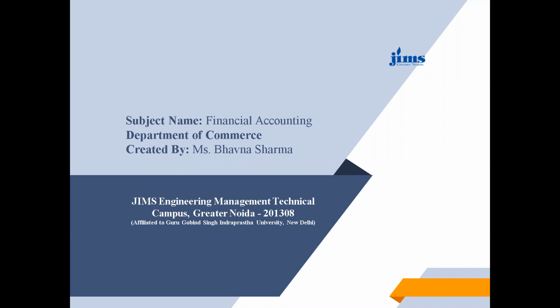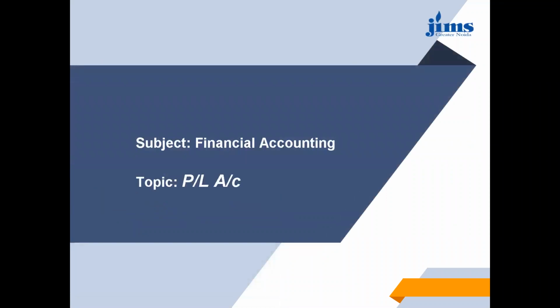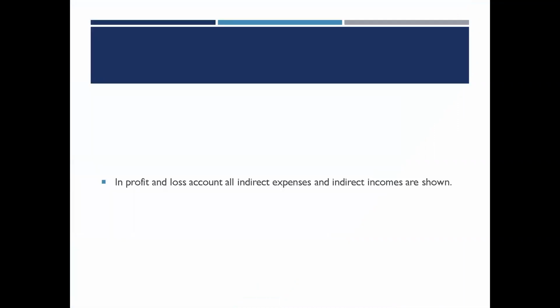In financial accounting, we have started with the preparation of financial statements. We have already covered trading account in the previous lecture. In this lecture, we are going to cover the profit and loss account. Profit and loss account records all the indirect expenses on the debit side and indirect incomes on the credit side.